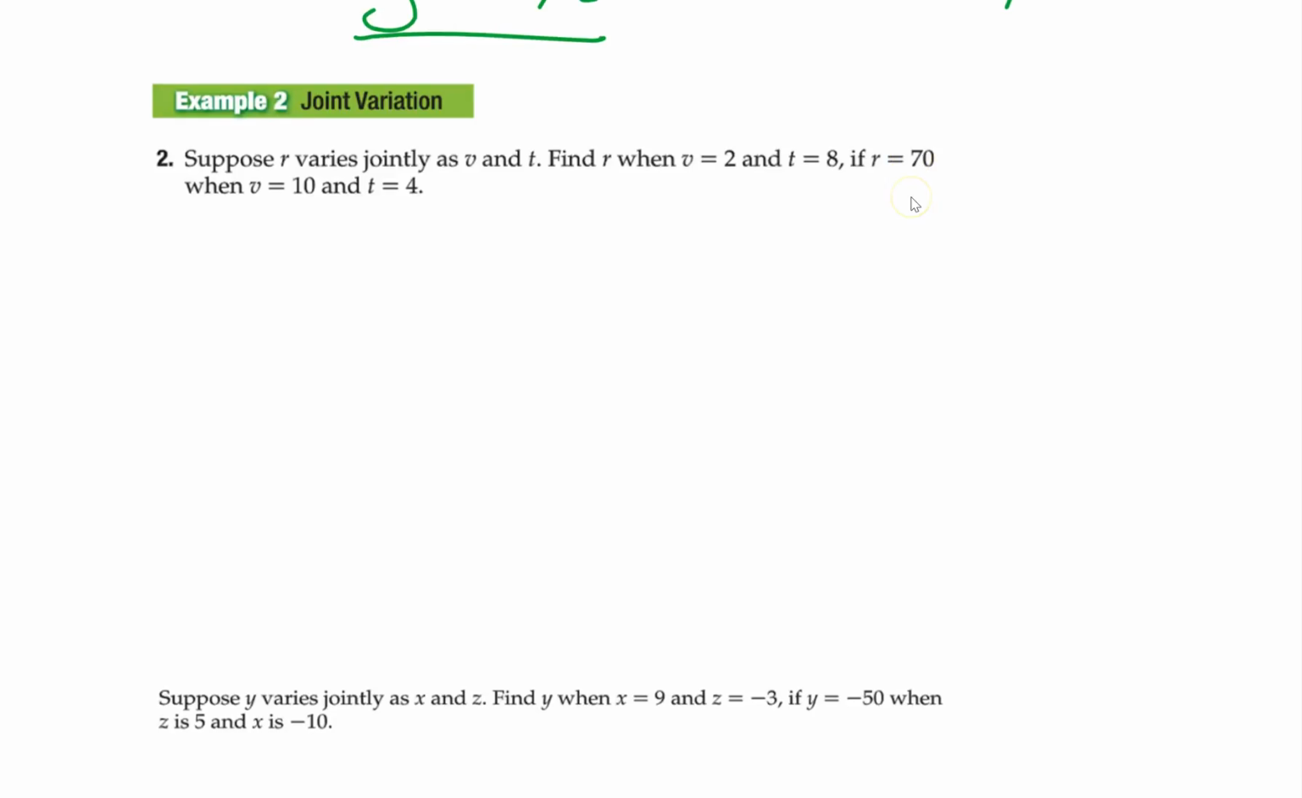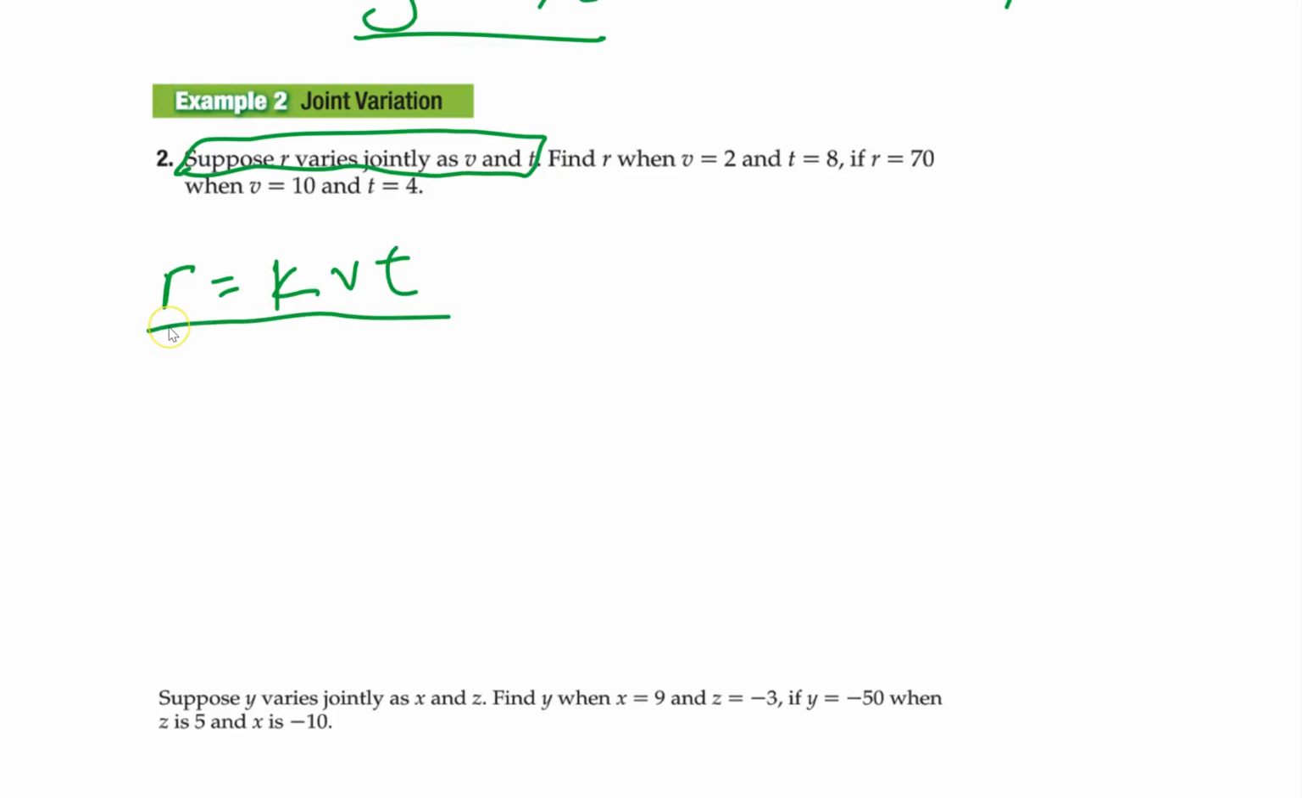Let's do an example. Suppose r varies jointly as v and t. So again, all that means is, okay, r varies, so equals k. Jointly, this means to be more than one, v and t. So, boom, equation. Right? R varies jointly as v and t. Other than that, we do the exact same thing we always do. Find r when v equals 2 and t equals 8, if r equals 70 when v equals 10 and t equals 4. Now, this one's a little different.